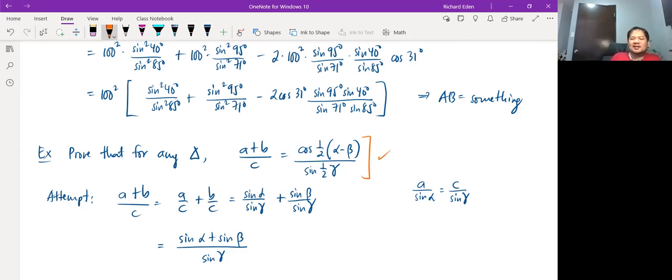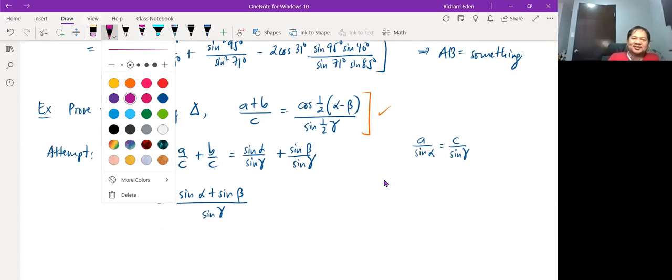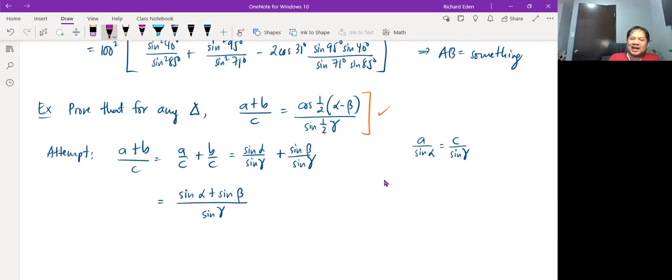Go until you reach sine A plus sine B over sine gamma. Oh, pero how exactly, di ba? I mean, how would you just pursue that? Okay, ganito. Let's look at what the current expression we have might have in common with the goal. No numerator, parang uncomplicated the numerator eh. So let's look at the denominators.